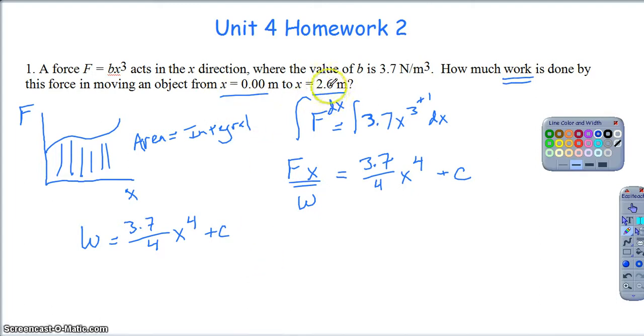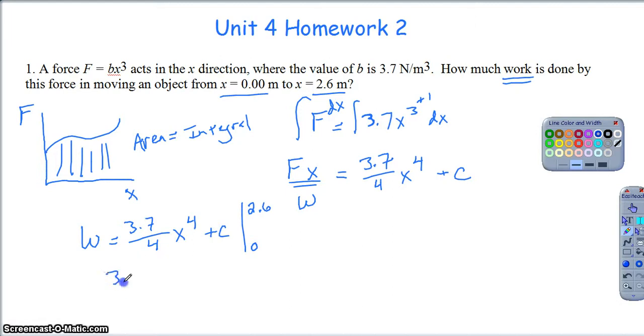So all I'm going to do is plug into that equation and subtract the two positions, right? The way that they represent this sometimes mathematically is they're showing us we're starting at 0, we're going to 2.6. So I'm going to take 2.6 and plug that in for x, and then I'm going to take 0 and plug that in for x, and I'm going to subtract those two expressions that I get.